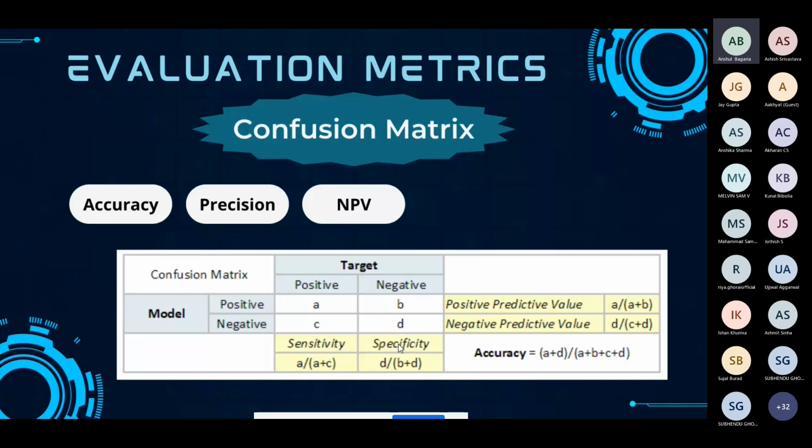And then there is specificity. It stands for the proportion of the actual negative cases that we correctly identified. So B and D are the cases that we identified as negative. Of those, only D are the cases which are correctly identified. So it is D by B plus D. So this is what specificity is.